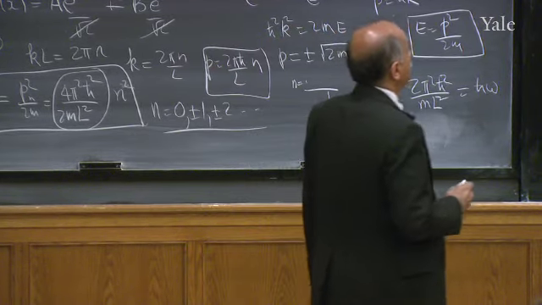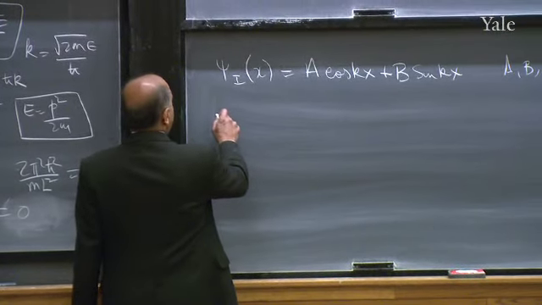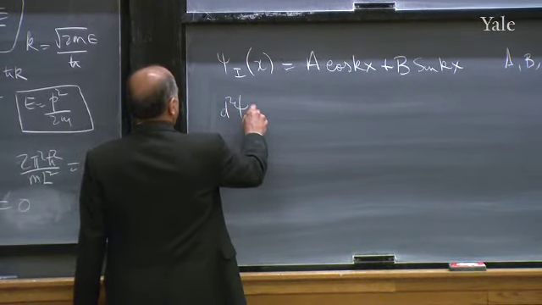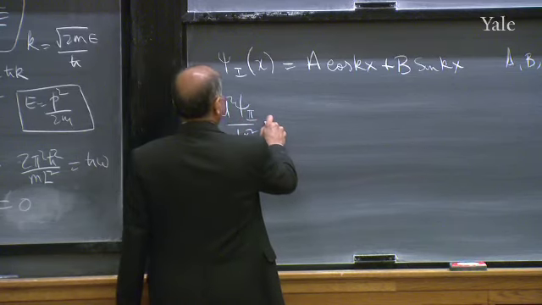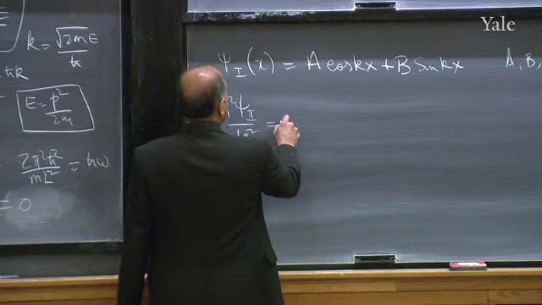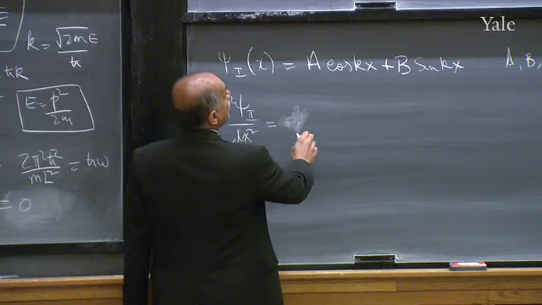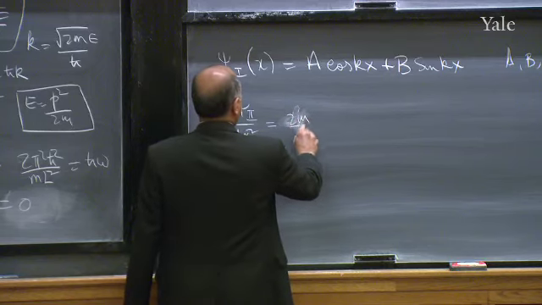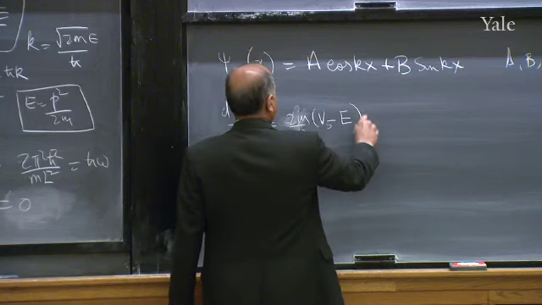So let's go to region 2. So in region 2, the equation obeyed by psi is d2 psi over dx squared equals minus 2m over h bar squared times (V0 minus E) psi.